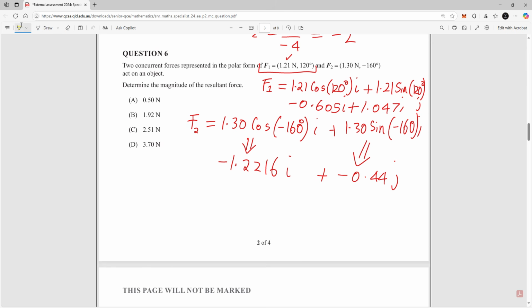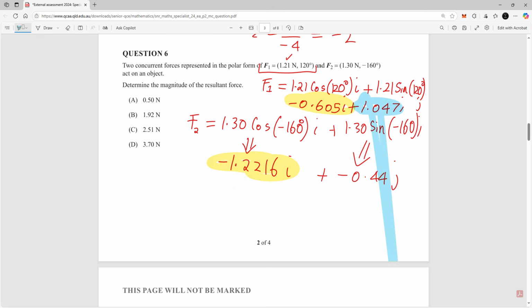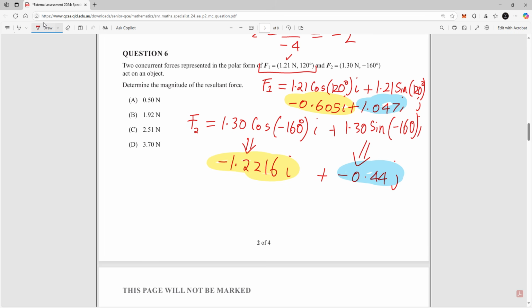Okay, so all you've got to do now is add, oh, what's going on with the highlighter there? Let's try that again. You've got to add that, and you've got to add, oh, the highlighter did it again. You've got to add that and that, because we're looking for the magnitude of the resultant force, meaning we add the forces together. So what is the net force acting on this thing?